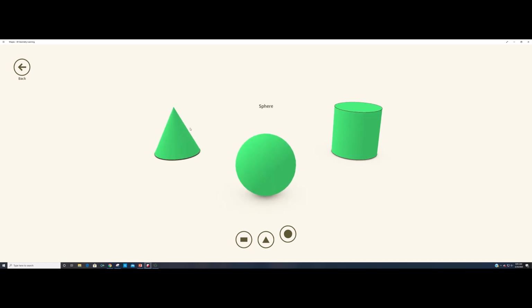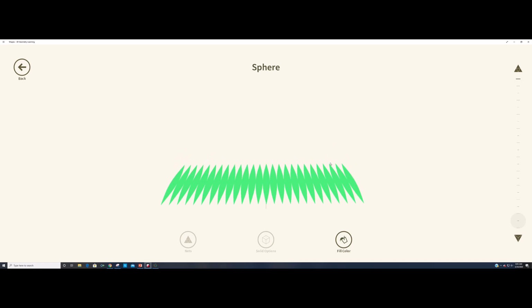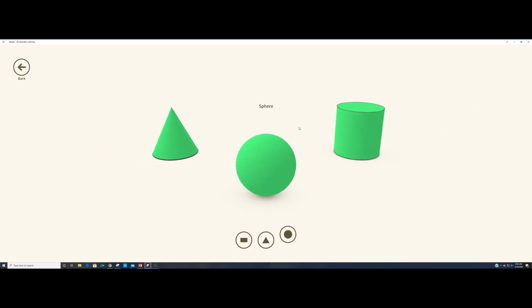A sphere. Notice that if I try and unfold it, it's made up of a lot of really cool little shapes as well. And I might as well go ahead and do the cone for you too. Here's the cone.